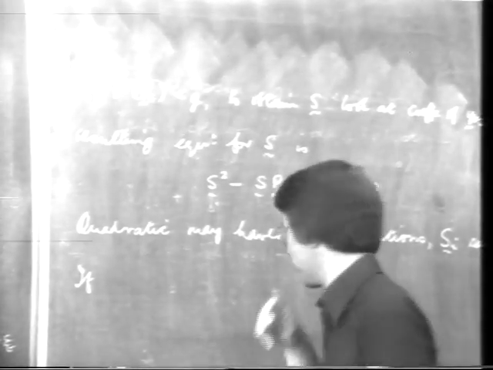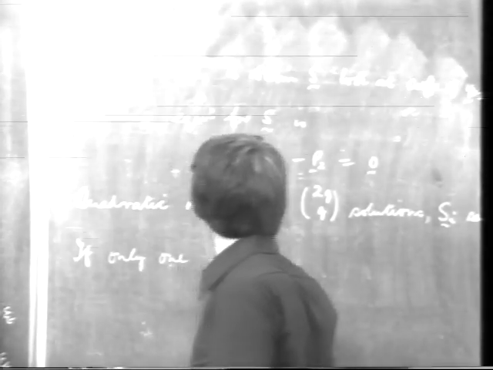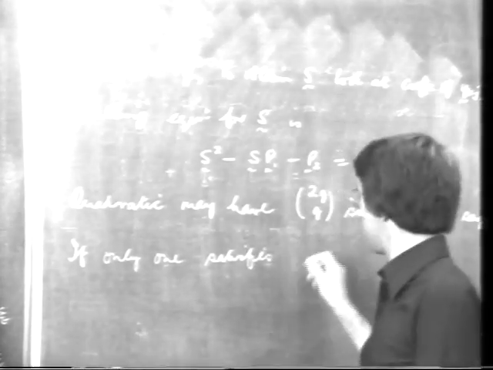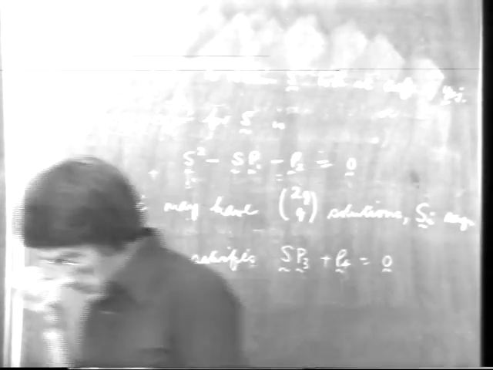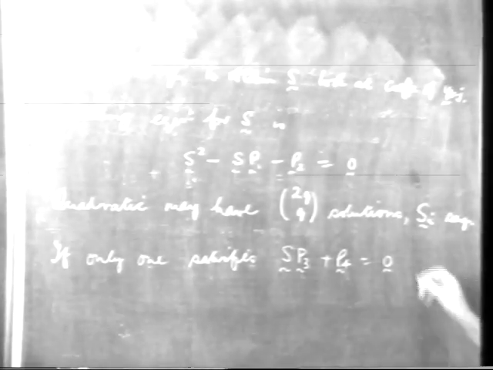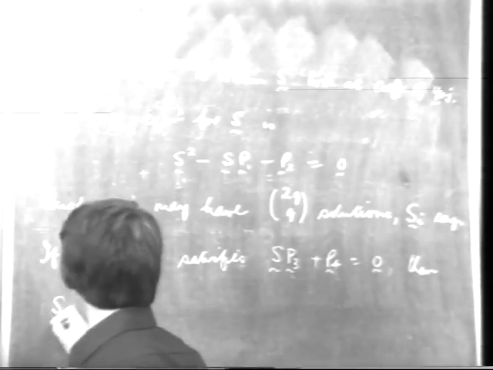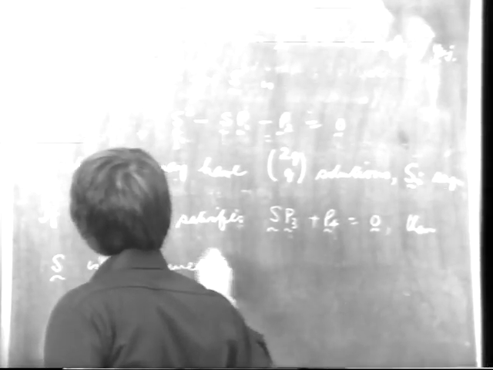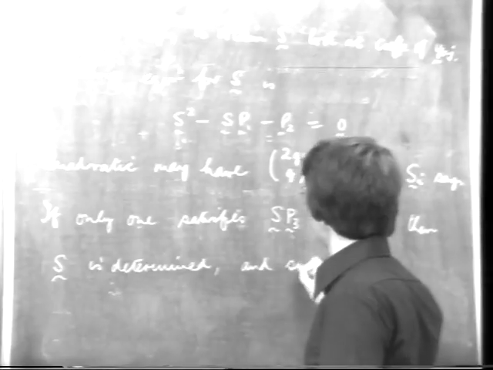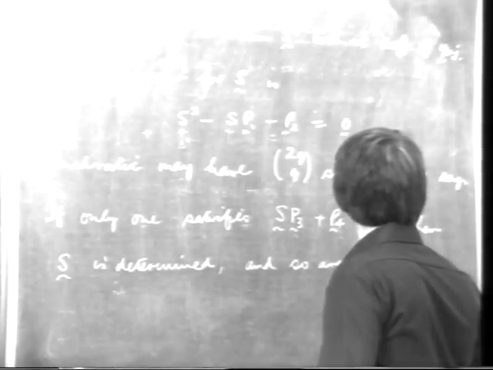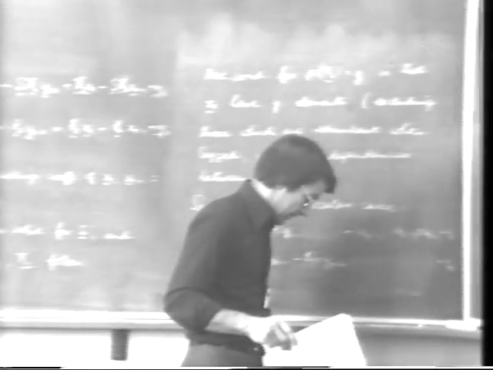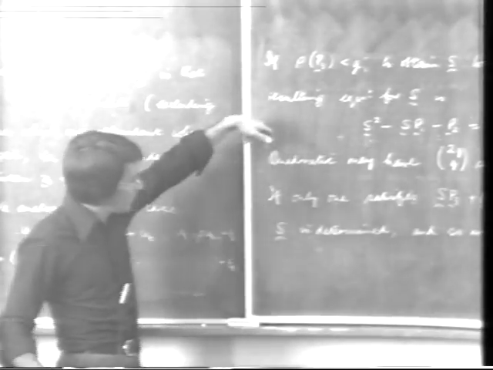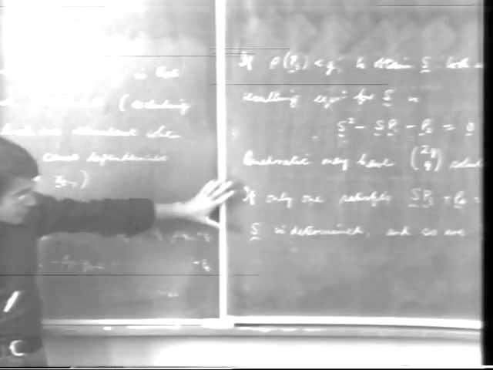And see what happens. Well, now, if only one of them satisfies the original equation, that is the equation relating the x coefficients, S P3 plus P4 equals 0, then in effect the problem is finished. Then S is determined, clearly, and so are the pi's. In that situation, where only one of these multiple solutions satisfies the relationship involving the x coefficients, we would say that the model was identified.